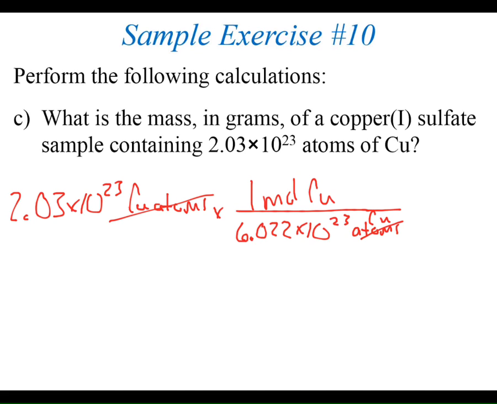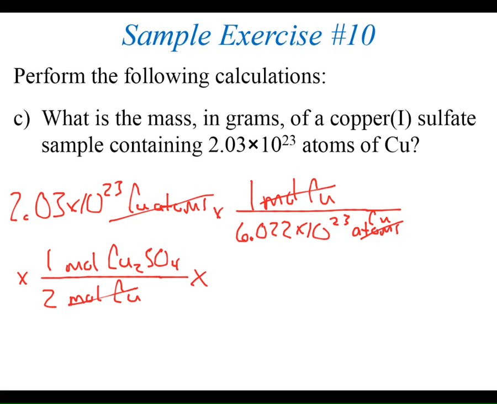Okay. Now I'm in moles of copper, but the end goal is mass in grams of copper 1 sulfate. So two different things, copper and copper 1 sulfate. So I got to use the mole to mole ratio. I'm in moles of copper already, but I want to be in moles of what's copper 1 sulfate's formula? Cu2SO4. So what's the ratio? What goes on top, what goes on bottom? 1 to 2. Okay.